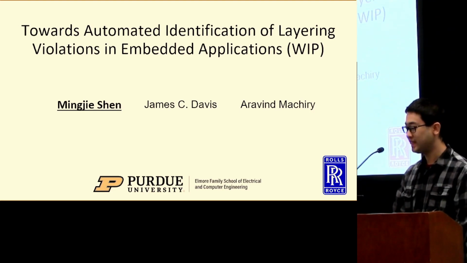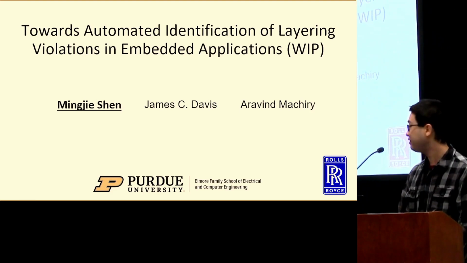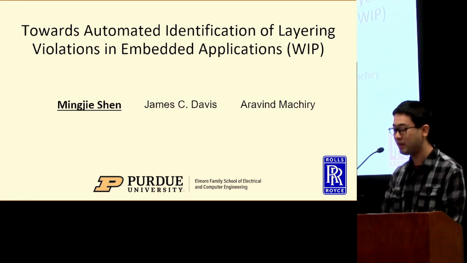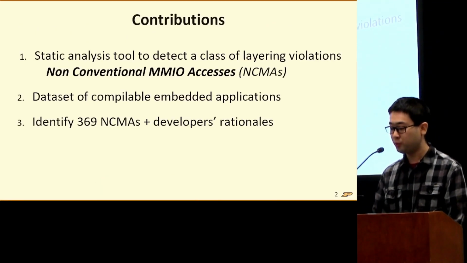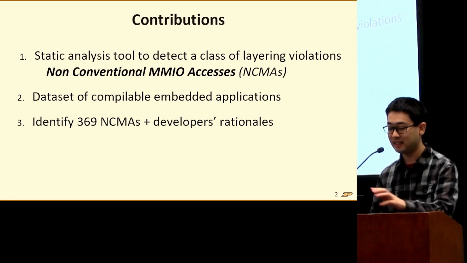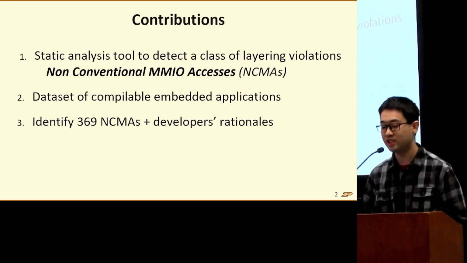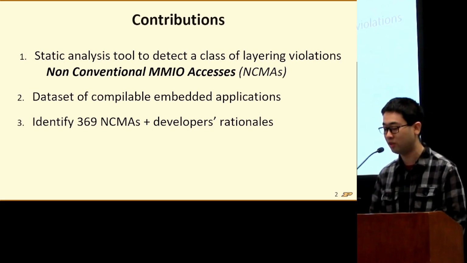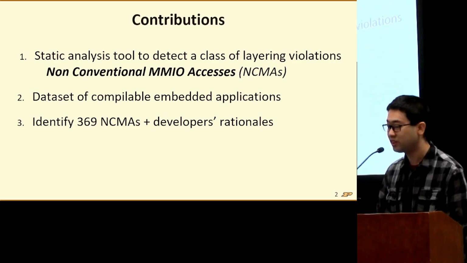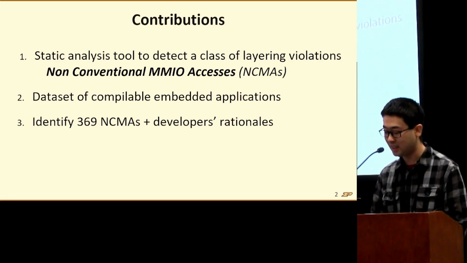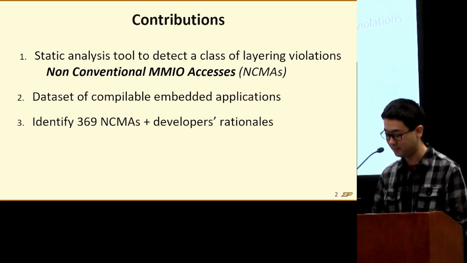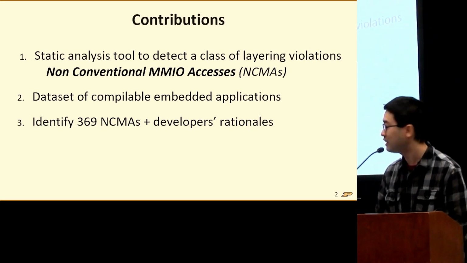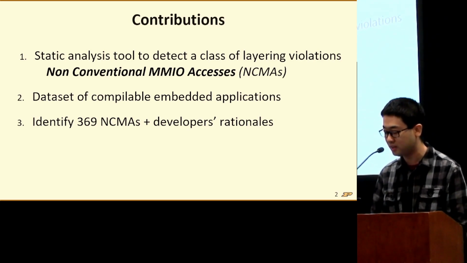I'm glad to be here to present our work on automated identification of layering violations in embedded applications. We thank Rolls-Royce for their support. Our contributions are, first, we develop a static analysis tool to detect a class of layering violations called Non-Conventional MMIO Accesses, or NCMAs. Second, we create a large data set of compilable embedded applications containing 988 applications spanning 5 RTOSes. Third, we identify 369 NCMAs and found developers' reasons for committing layering violations.